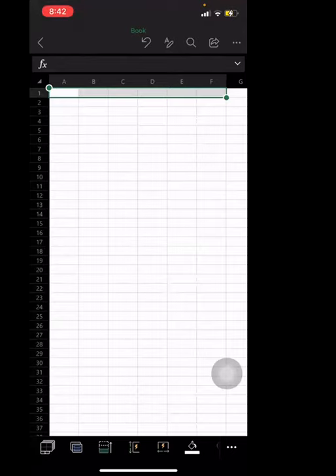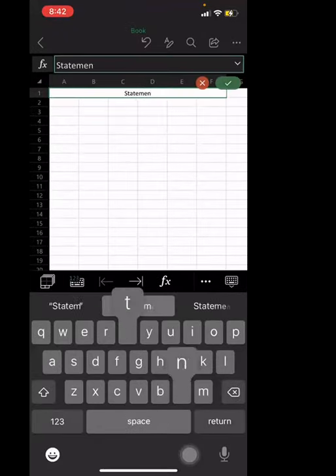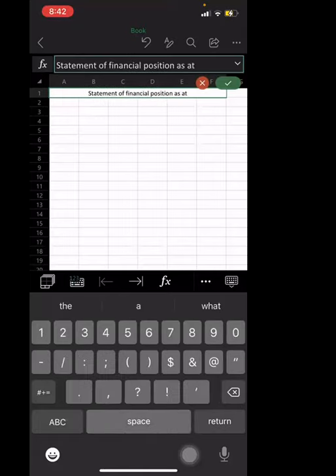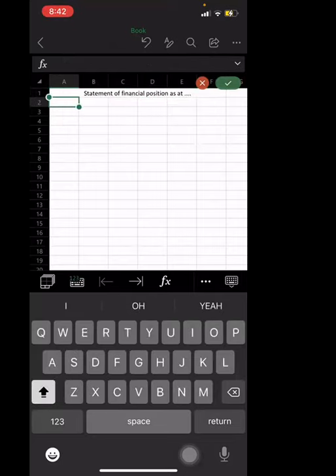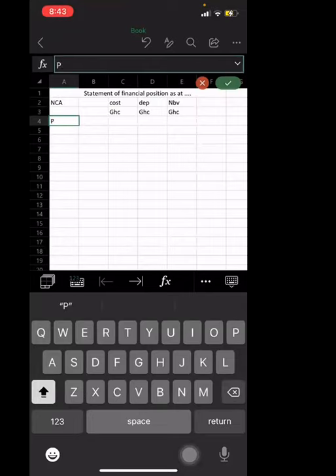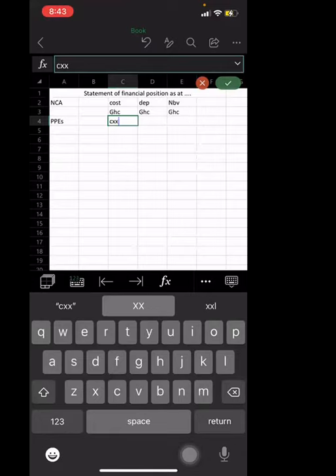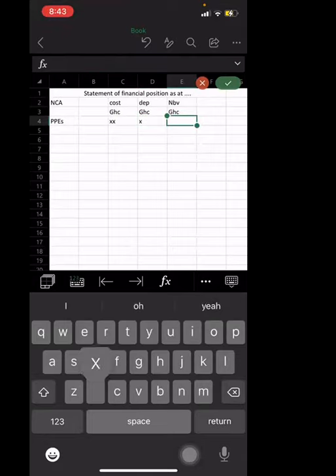Yes, please. Very good. So, you have SOFP, Statement of Financial Position, Assets, right? And then you add the date. Under SOFP, we have NCA, right? And NCA is reported based on cost less depreciation, right? Then we have our net book value, not forgetting the currency sign. All right, so under NCA, you have PPE. You have costs here, we have depreciation, and then you get net book value.